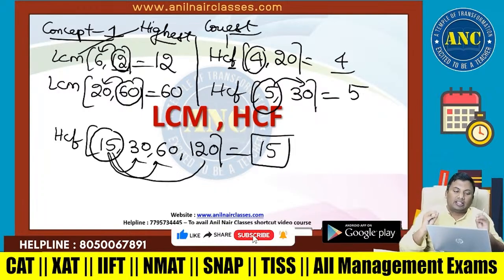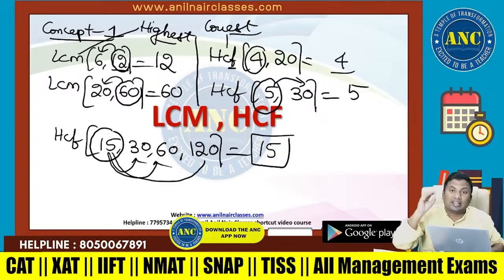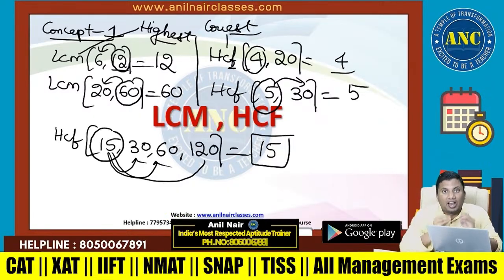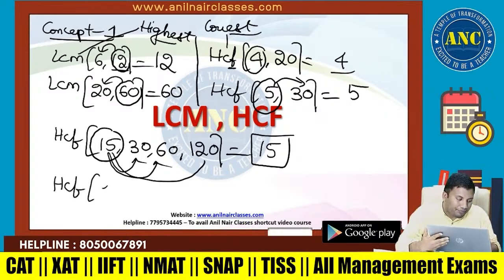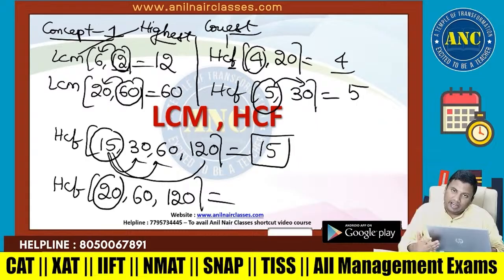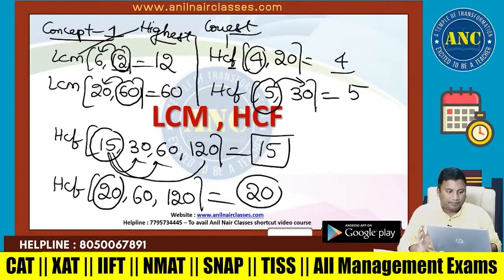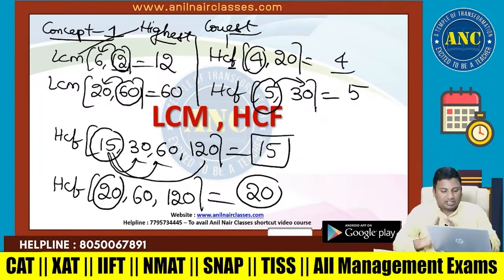What we did in LCM type 1, the same concept holds good in HCF. The only difference is in LCM I will take the largest value, in HCF I will take the smallest value. For example, HCF of 20, 60, 120. Take the smallest value, 20. Does 20 divide 60? Yes. Does 20 divide 120? Yes. So the answer is 20.